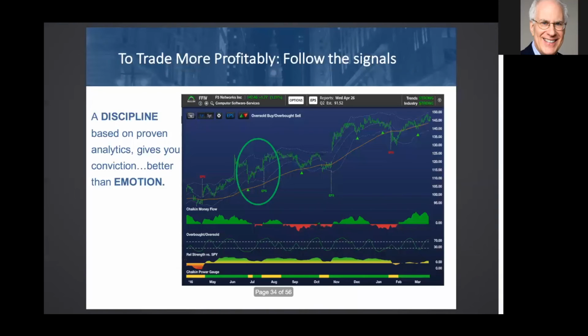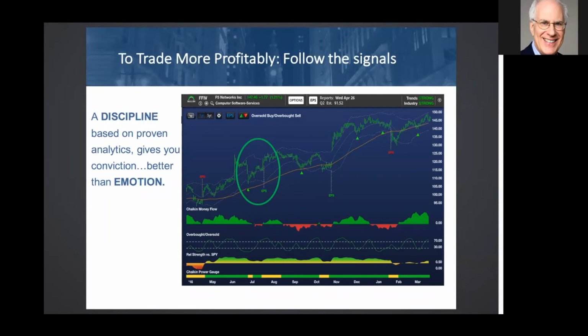So particularly when you're swing trading, it's very important to follow a disciplined methodology, because to trade more profitably, you need to follow signals that you believe in, so you pull the trigger and take advantage of opportunities. Warren Buffett has famously said you should be fearful when other people are greedy and greedy when other people are fearful. So here's FFIV, and I've circled in green an oversold buy signal that was triggered in Chaikin Analytics based on a 2-day Brexit sell-off.